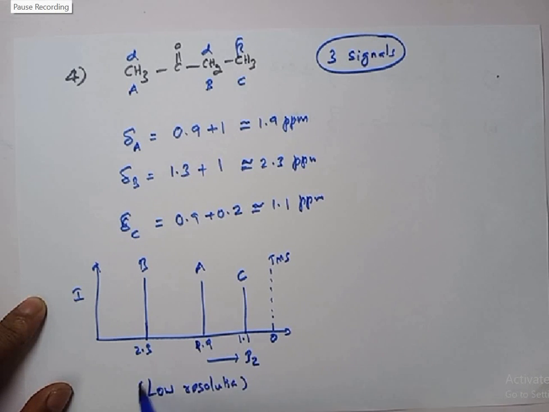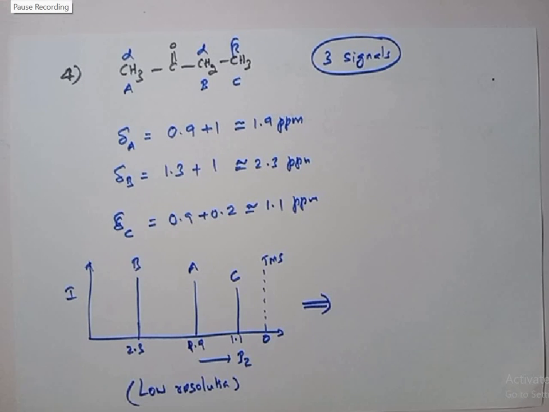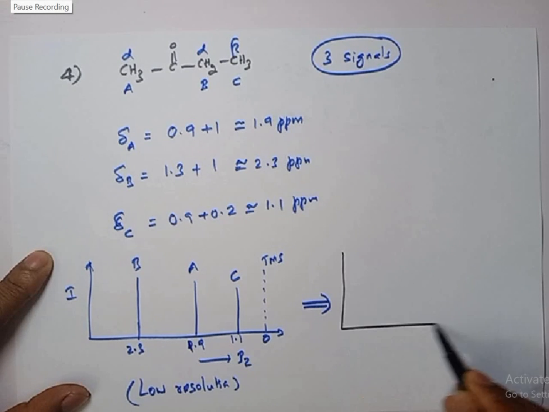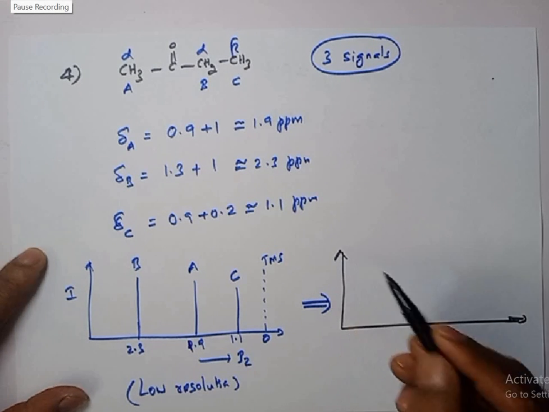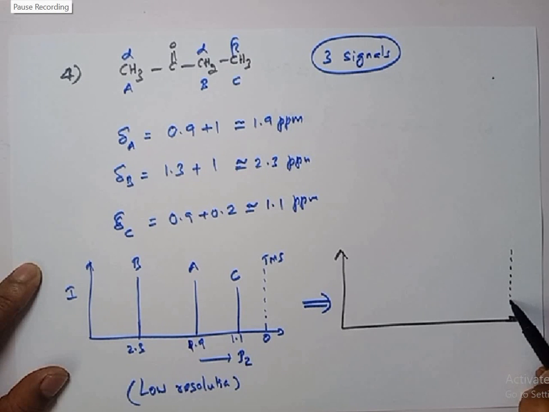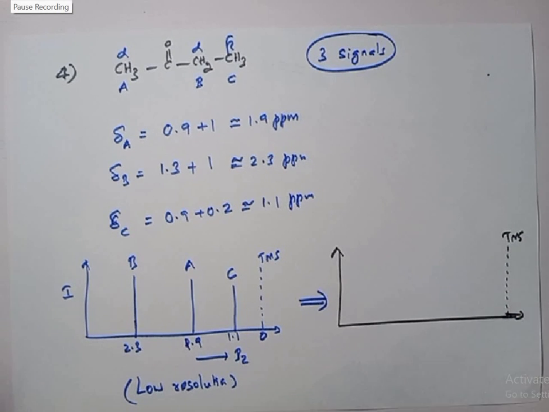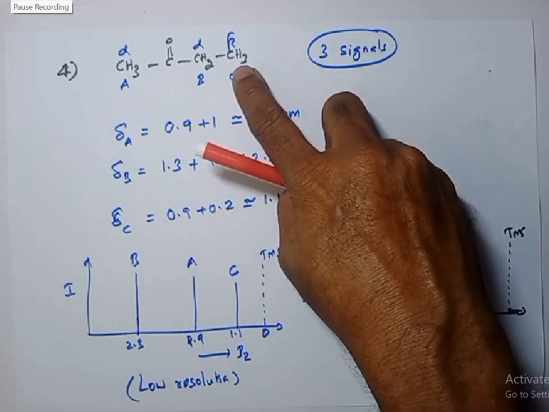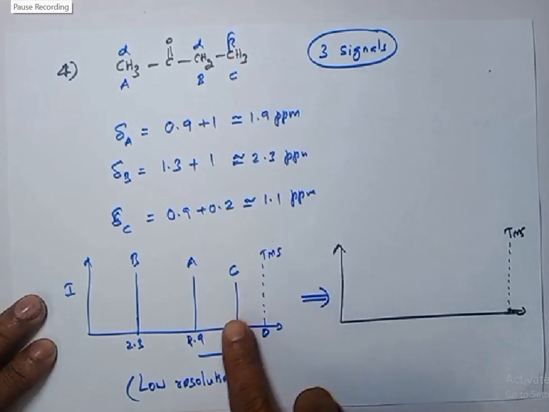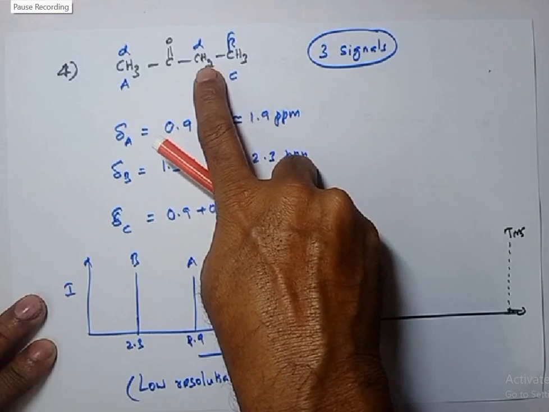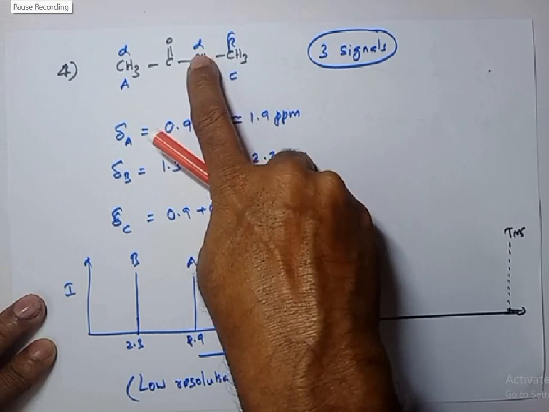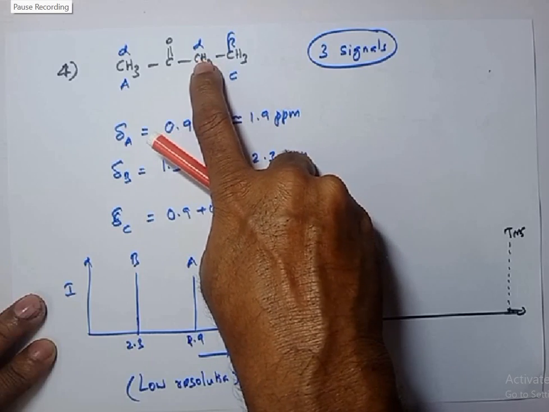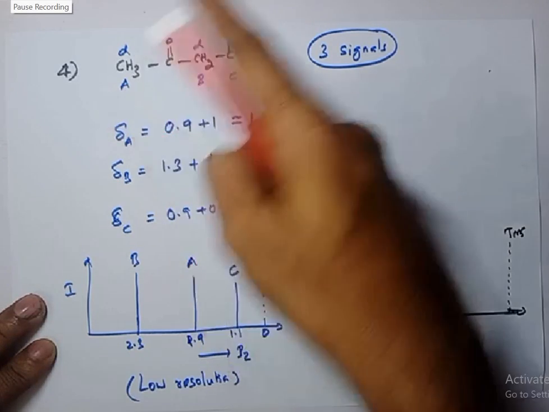If you go to high resolution, these peaks get split and we'll get different peaks. So how many peaks will we get? Suppose this is TMS. We'll see. Now listen. First I'll take the C proton. The C proton is nothing but a methyl group. So the methyl group will give one signal. That signal is split by the adjacent CH2, correct? Here I have 2 protons, so n is equal to 2. So 2 plus 1 is 3.